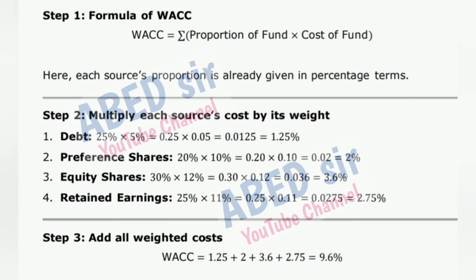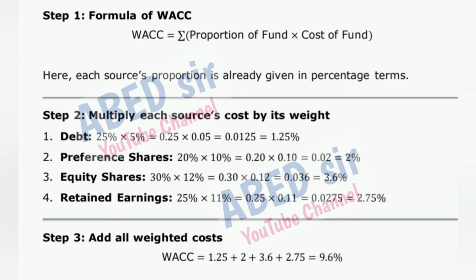Step 1. Formula of WACC: WACC is equal to proportion of fund times cost of fund. Here, each source's proportion is already given in percentage terms. Step 2. Multiply each source's cost by its weight. Debt is equal to 1.25%. Preference shares is equal to 2%. Equity shares is equal to 3.6%. Retained earnings is equal to 2.75%.